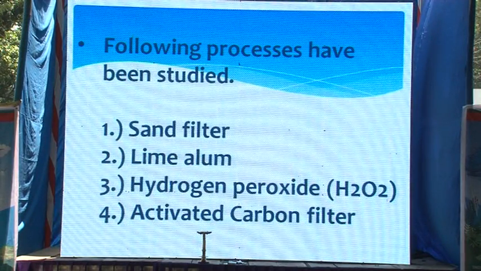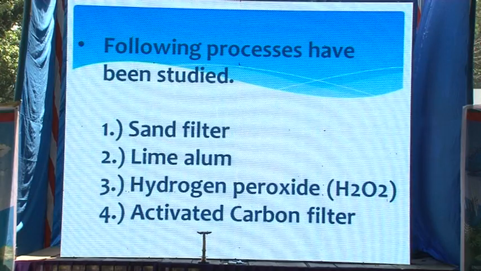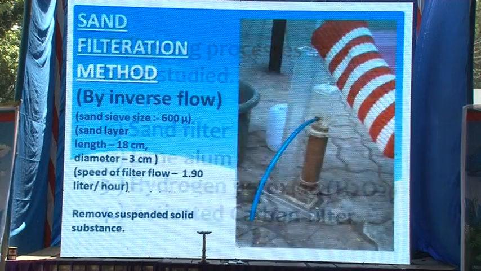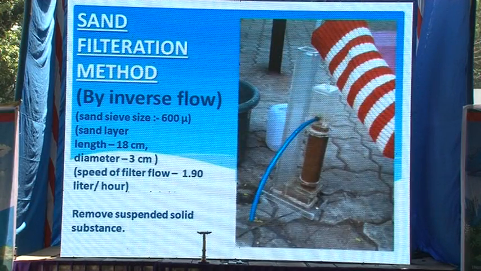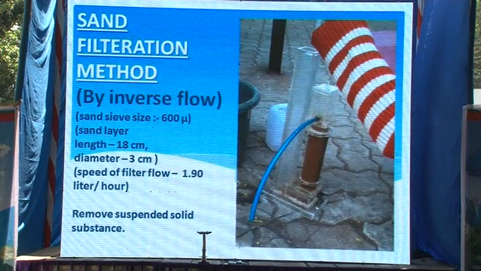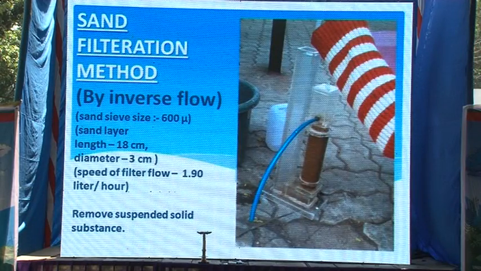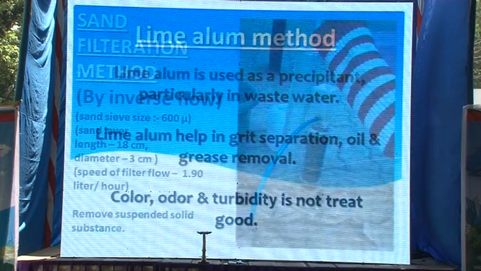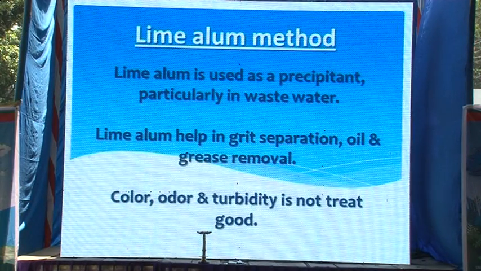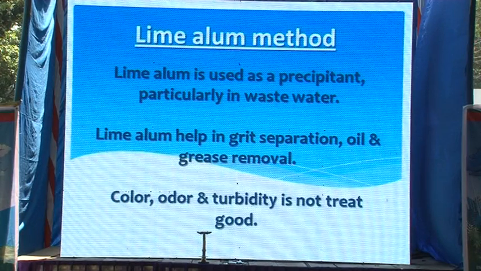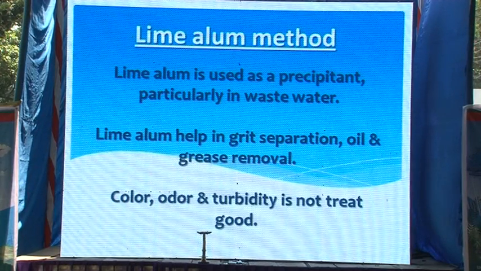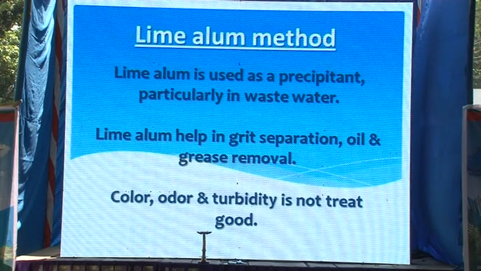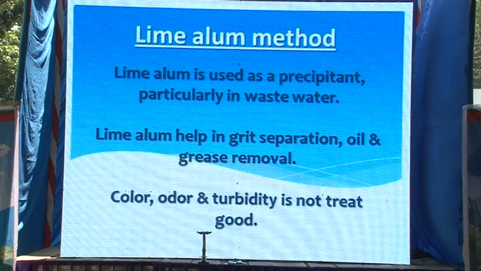Now, the following processes have been studied by us. First one is sand filter, then activated carbon, lime alum and hydrogen peroxide. First, the sand filtration method. We filtered wastewater by inverse flow, and we studied the details of it. Sand filters remove suspended solids very well. And lime alum: lime alum is used as a precipitant, particularly in wastewater. Lime alum helps in grit separation, oil and grease removal. But lime alum does not remove color, odor and turbidity very well.